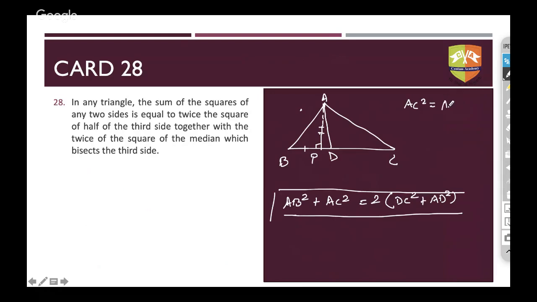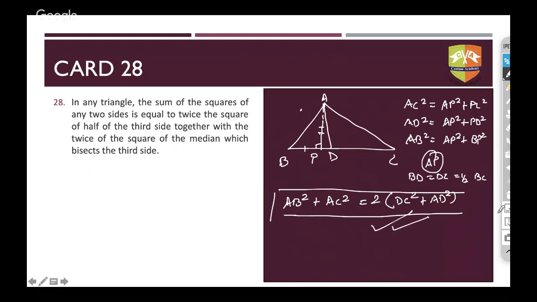You'll write AC square is equal to AP square plus PC square, and then AD square is equal to AP square plus PD square, and then AB square is equal to AP square plus BP square. Using these three, and another equation BD equals DC equals half of BC, you eliminate AP and every term related to P, and you will get this. Okay, so this was the Apollonius theorem proof.